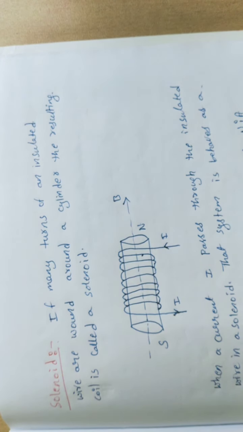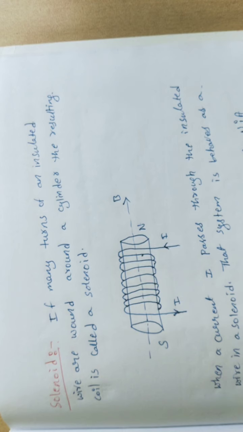How can we define a solenoid? For example, if there is a hollow cylinder or hollow pipe, and an insulating wire is wound on it, that system we call a solenoid. When a current of I ampere is flowing in that insulating wire, the solenoid behaves as a bar magnet. The entire system behaves as a bar magnet.